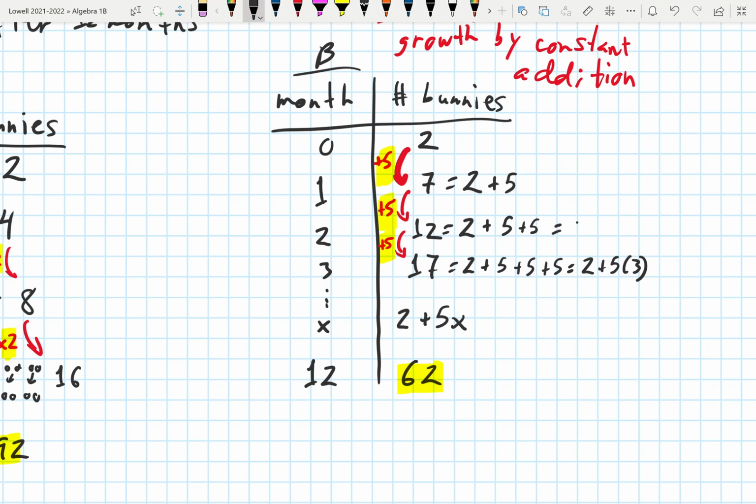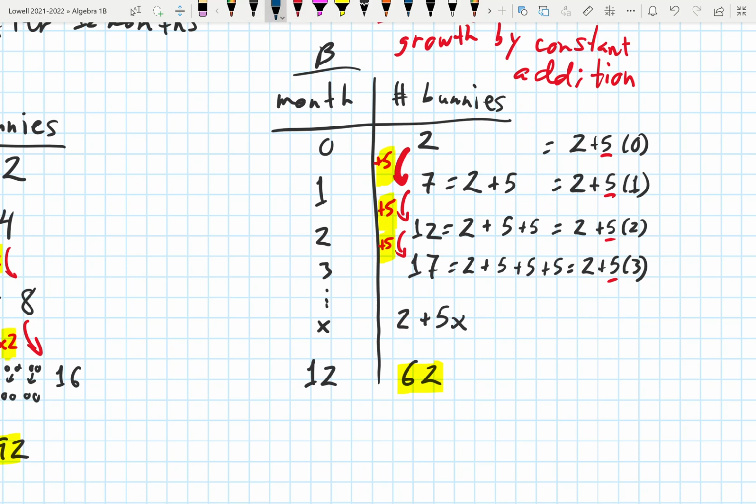Similarly here, we started off with 2 and we added 5 twice. We started off with 2 and added 5 one time. Over here, we started off with 2 and then we added 5, 0 times. And so the pattern still works. And this is why the equation is 2 plus 5x, because we can see our growth rate is right there. That's how many, every jump that we took, that's how we grew.